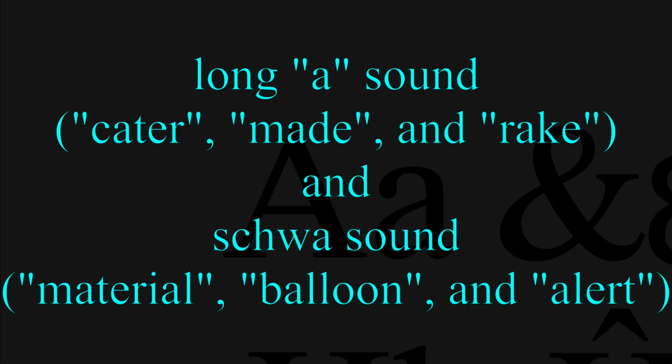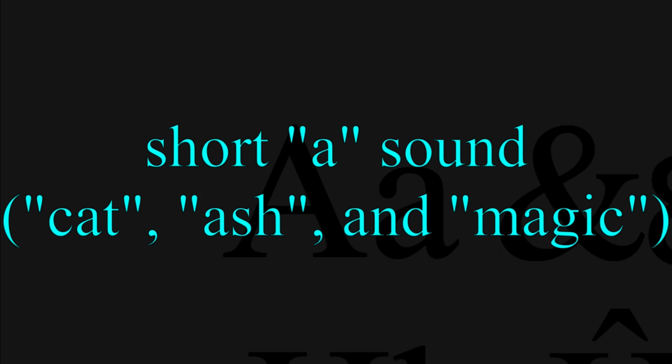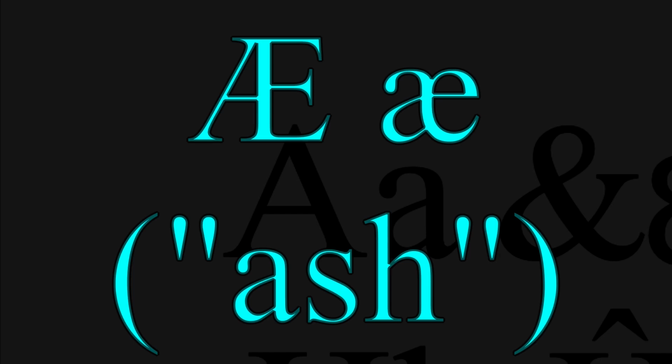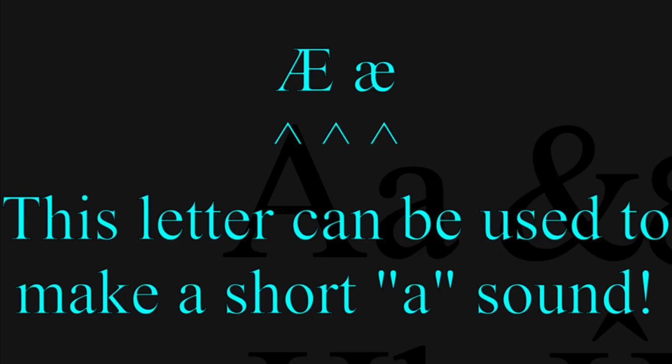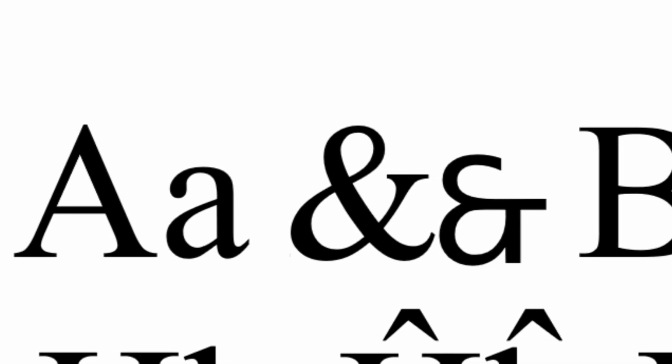A is the same. However, it only makes a long and schwa sound, like in crater or material. We also use it for a short sound, as in cat, or literally ash. But I've used a letter for that sound only, and it's the vowel of ash. You might have seen this letter before. It's like an A and E fused together, and it kind of uses the short A sound. In my updated alphabet, ash is added in and used for a short A sound. And as you see from the chart, it's a different symbol.